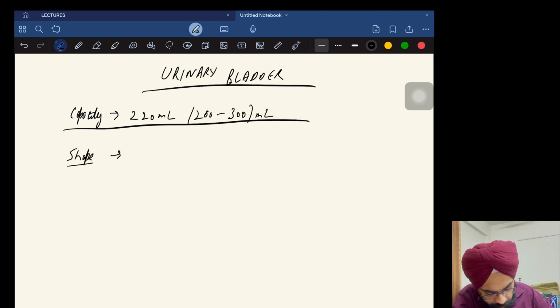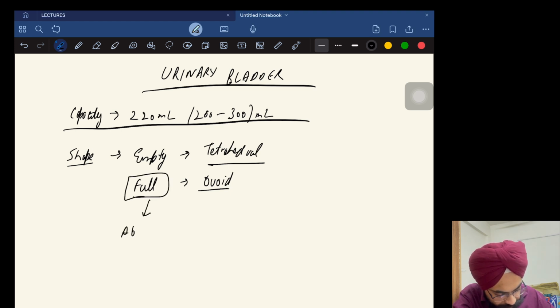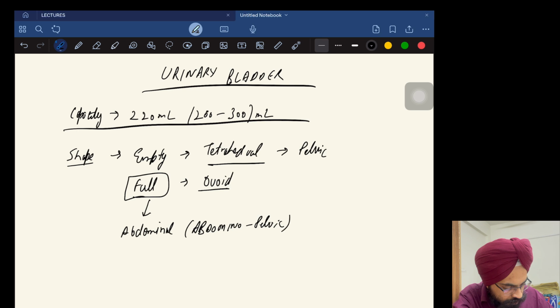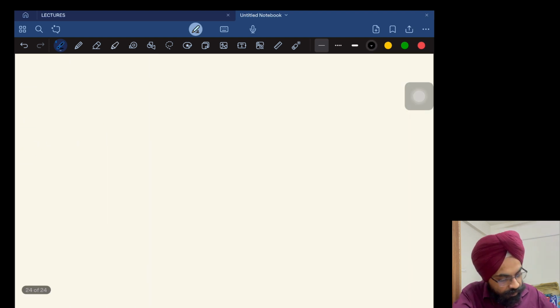Now what is important from exam point of view is shape. When it is empty, it is tetrahedral, and when it is full, it is ovoid. And when it is full, it becomes abdominal, and when it is empty, it is purely pelvic. Not just abdominal, but we call it rather abdominopelvic. So this is an MCQ.